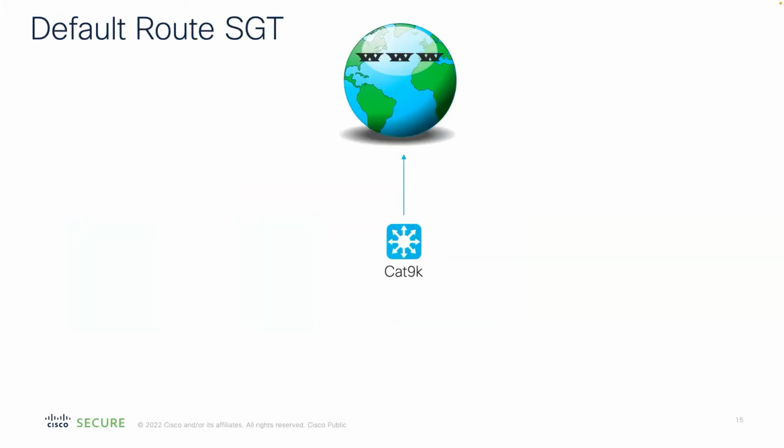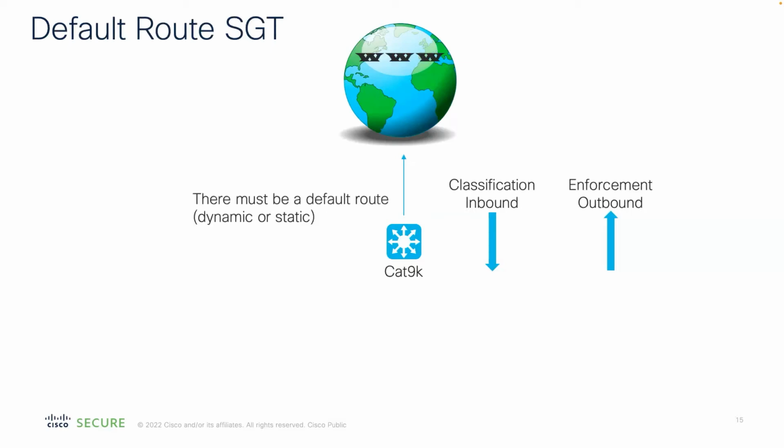And I think that lastly, in the classification section, I'm going to talk about the default route SGT. So we've got a Cat9K here, and it's connected to the internet. So how can we classify all these different routes from the internet? And how can we enforce outbound if we wanted to, permit certain devices or users from accessing the internet or blocking that? How would you go about that?